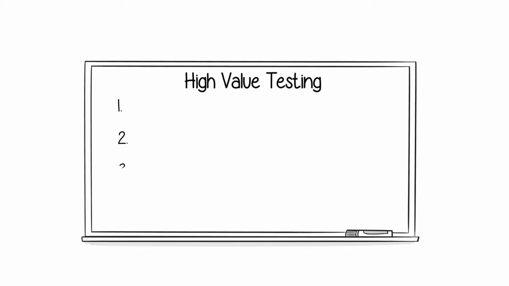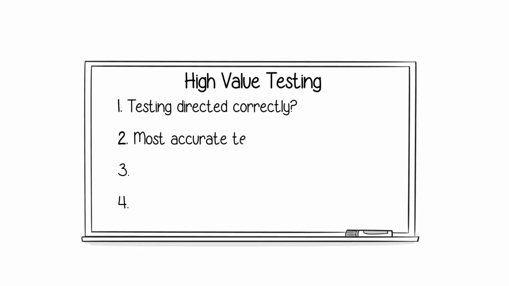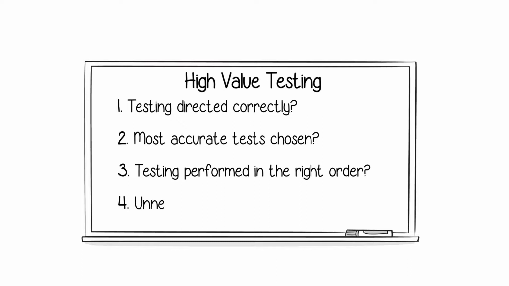There are 4 distinct areas of performance to consider for high-value testing. Was testing directed towards the most likely diagnoses and, if indicated, the can't-miss diagnoses? Were the most accurate testing modalities chosen? Was the testing performed in the most appropriate and efficient order? And was unnecessary testing avoided?